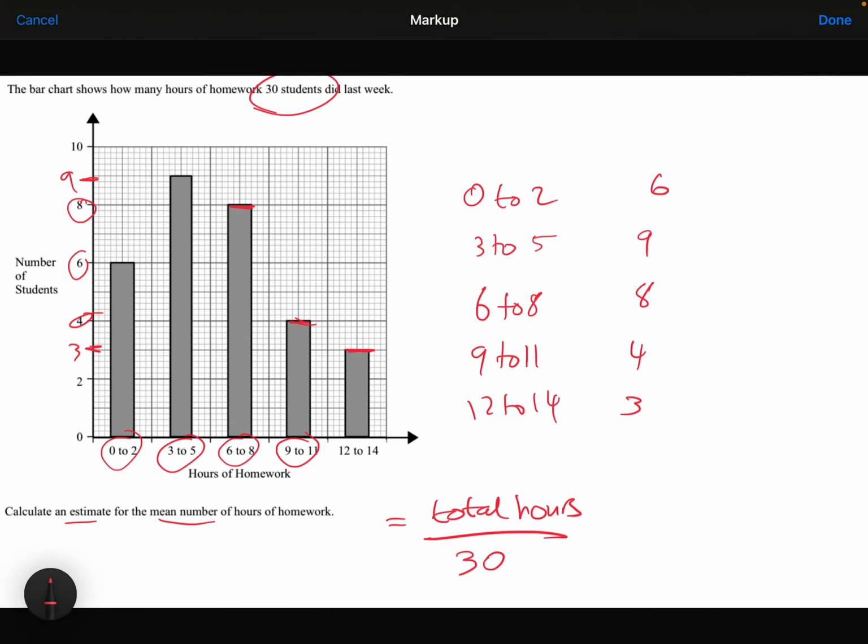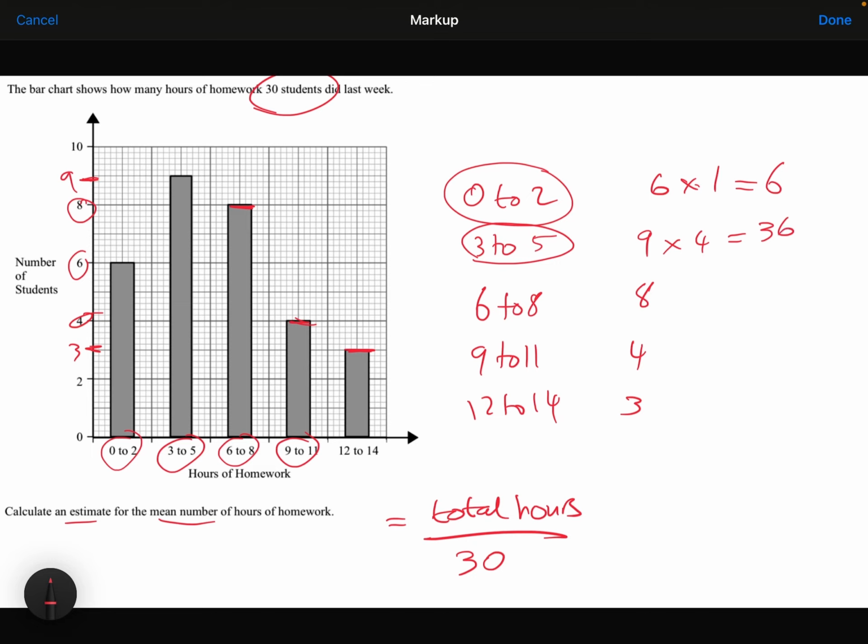In terms of an estimate for the total hours they spent, well, we know that 6 students spent between 0 and 2 hours. So I'm going to estimate and say that each of those 6 students spent 1 hour revising, which means they spent 6 hours in total. These 9 students spent between 3 and 5 hours doing homework. So I'm going to estimate and say they spent 4 hours each, which means they spent a total of 36 hours.